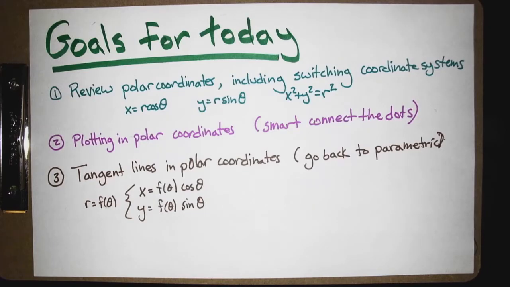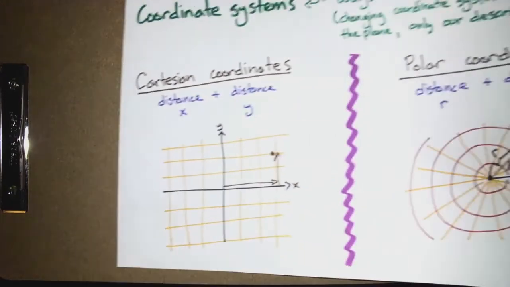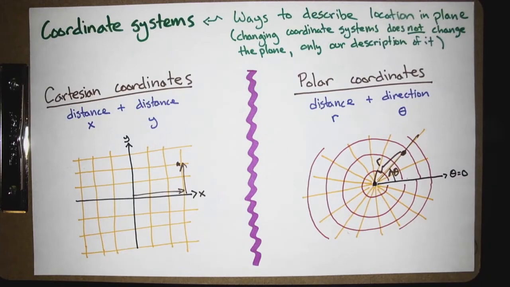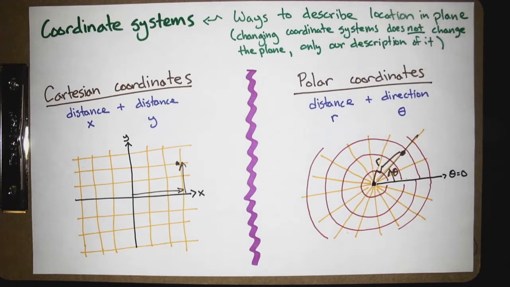All right, so quick review from last time's material. This is the same page. When we're talking about polar coordinates, we're not talking about changing the plane. The plane is the plane. We're talking about changing the way we describe location. So Cartesian coordinates, sometimes called rectangular coordinates, because it's really good with rectangles.